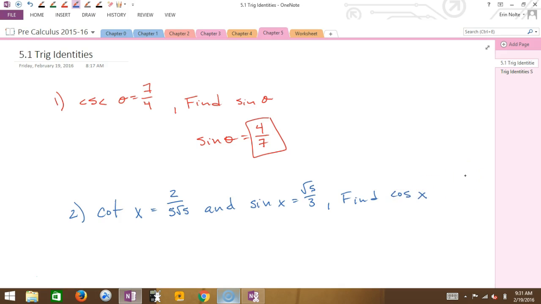Okay, so for this particular example, they give me 2 pieces of information. I'm given a cotangent and a sine, and I'm asked to figure out what the cosine is. So again, I'm looking for a ratio. Can somebody give me a relationship that involves cotangent, sine, and cosine?